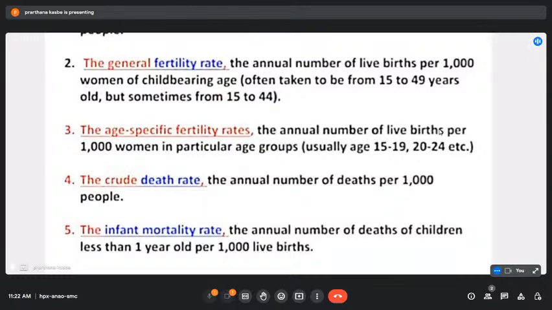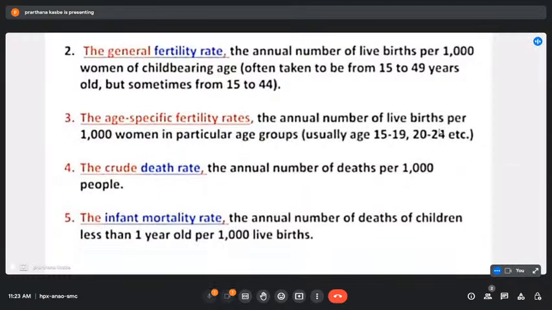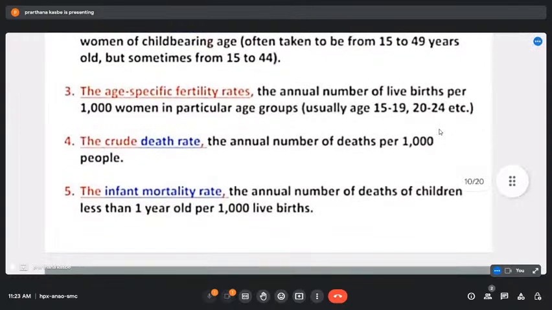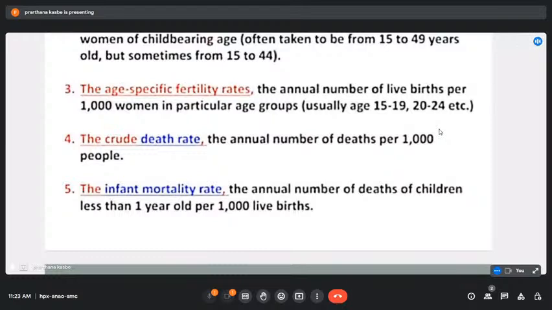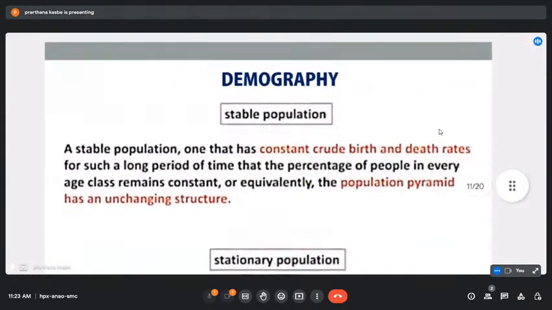Next is the crude death rate. The annual number of deaths per 1,000 people. That is the crude death rate. Next one is the infant mortality rate. The annual number of deaths of children less than 1 year old per 1,000 live births. The infant mortality rate is for children less than 1 year old per 1,000 live births. So these are some concepts regarding the rates and their definitions.